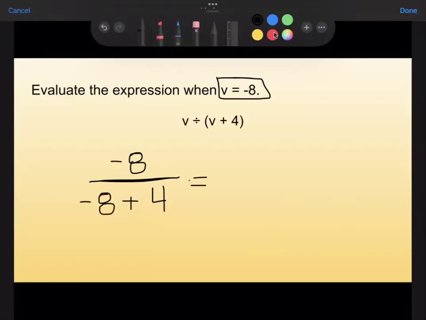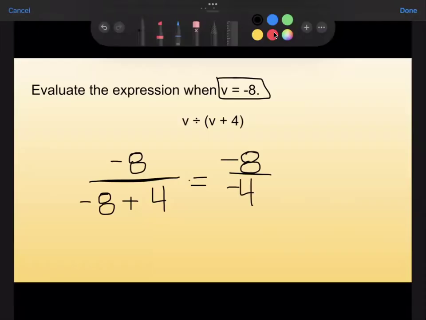Okay, so to keep evaluating this, I still have to use order of operations, right? So that means, in this case, I might evaluate the bottom first, -8 plus 4. So I'm going to go ahead and do that. I'm going to leave the -8 on top, but -8 plus 4 on the bottom would give me -4.